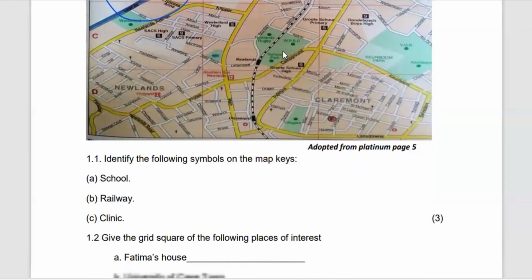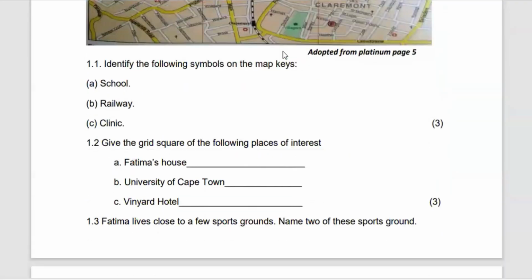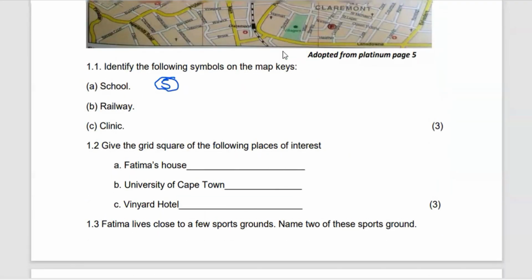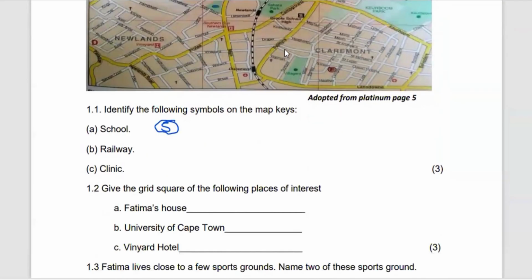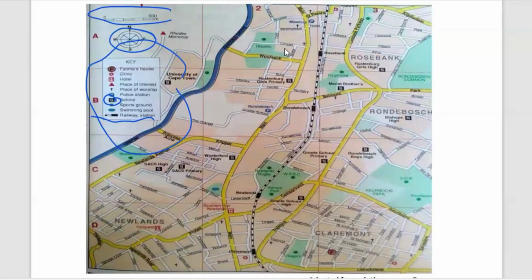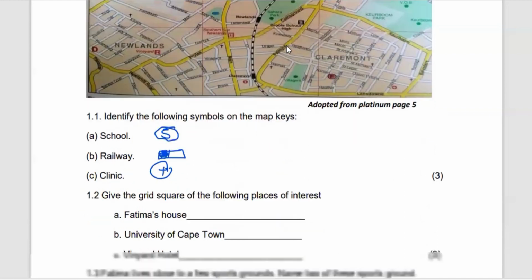Here you're going to identify the symbol for school. This is the symbol for school, so you come and put it here. Then the symbol for the railway is this one, you come and draw it here. Then we have the symbol for the clinic. The symbol for the clinic is this one, you come and draw it here.